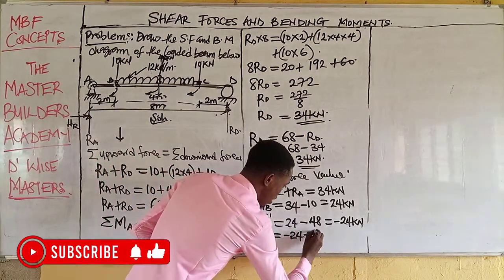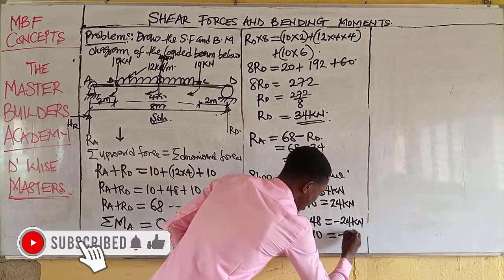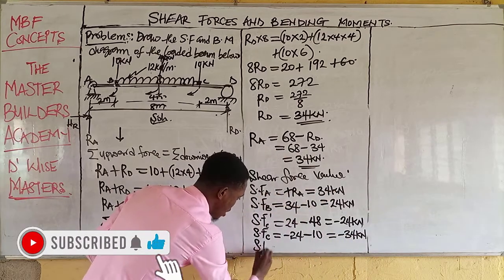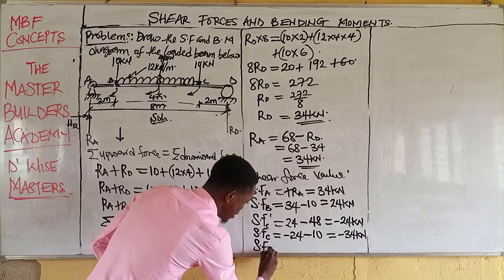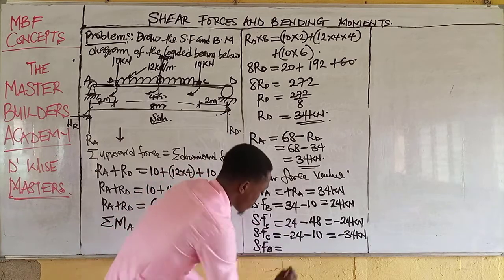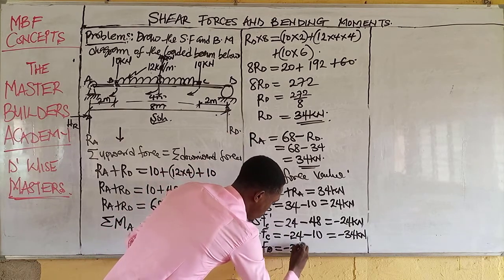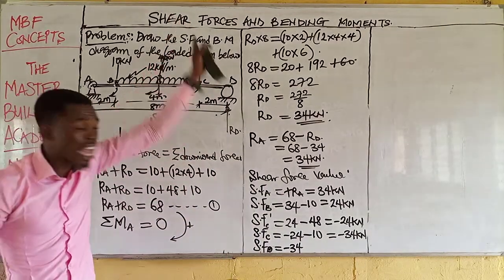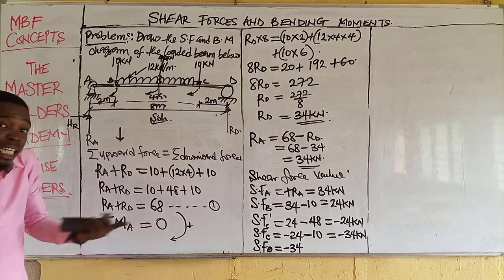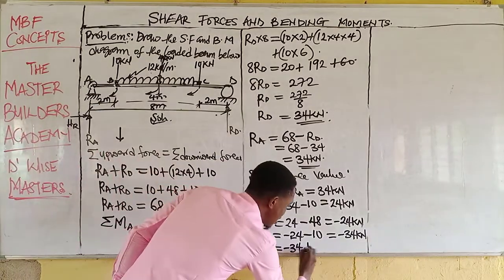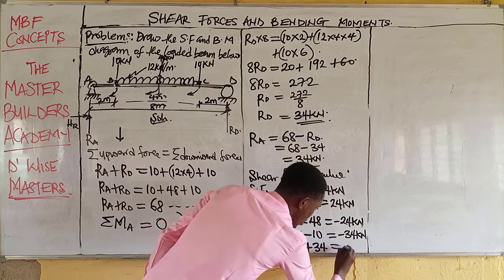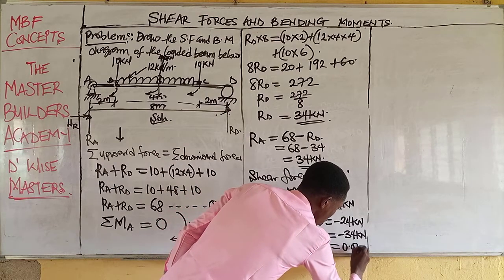Then this will give us minus 10, and this will give us negative 34 kilonewton. Then finally, the shear force at BD is equal to, put down the previous load, which is negative 34. Now at D, the reaction there is acting upward. That means it's positive. Every upward force is taken as positive. So I will add the reaction. And what is RD? RD is 34. And this will give us 0.0 kilonewton.